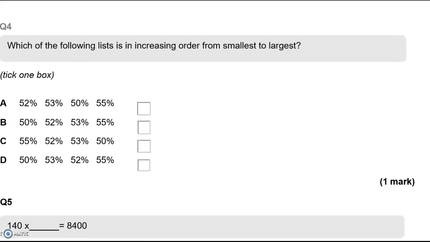Which of the following lists is in increasing order from smallest to largest? So looking at the first row, the highest amount is 55%, the lowest is 50%. So we're looking for a row which starts with 50 and ends with 55, and we've got 52 after 50, and then 53, 55, so that is option B.